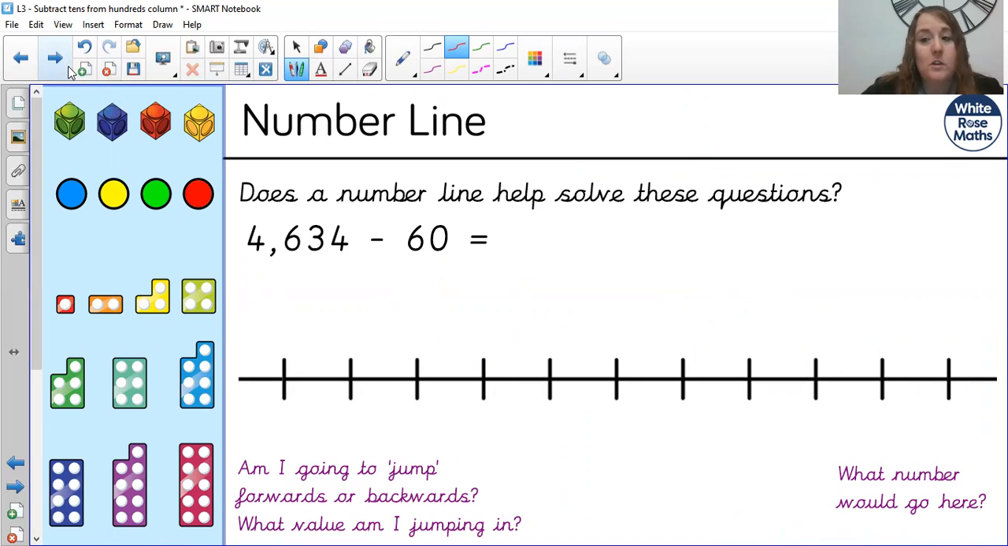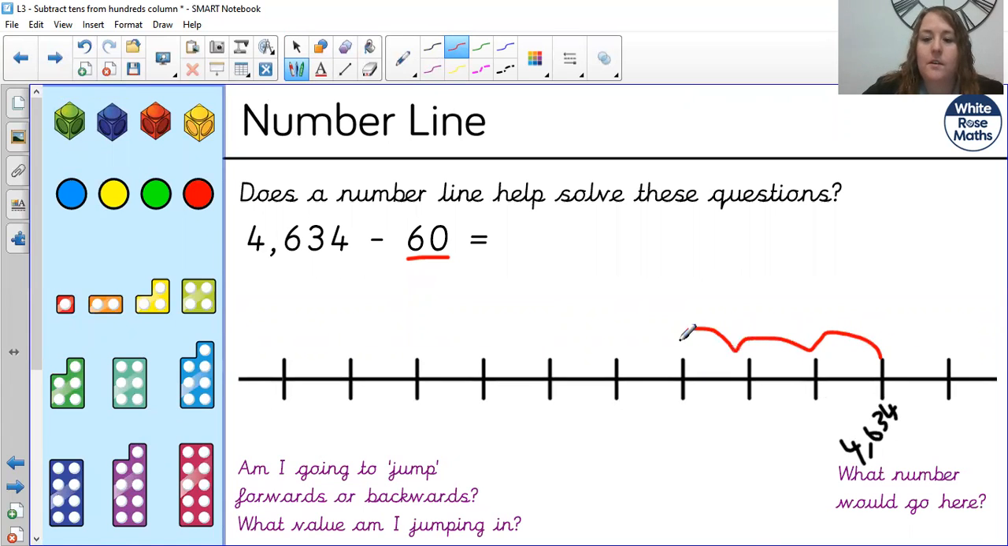So am I going to jump forwards or backwards when I subtract? Hopefully you're going to be shouting at me saying, we go backwards. So the first thing I'm going to do is pop the number 4,634 on my number line. It's then asking what value am I jumping in? So we need to subtract 60 today. Now there aren't enough dots for me to go back individually, but I can do 6 jumps of something else, and hopefully they're thinking along with me. We can do 6 jumps of 10.